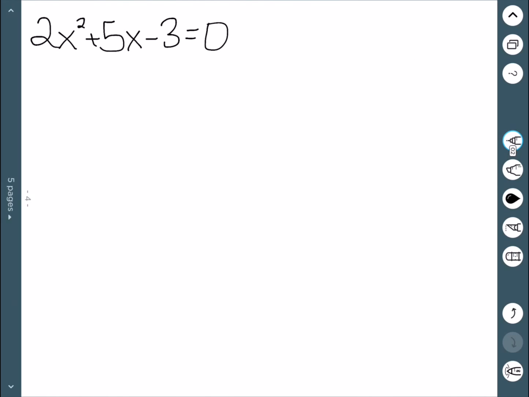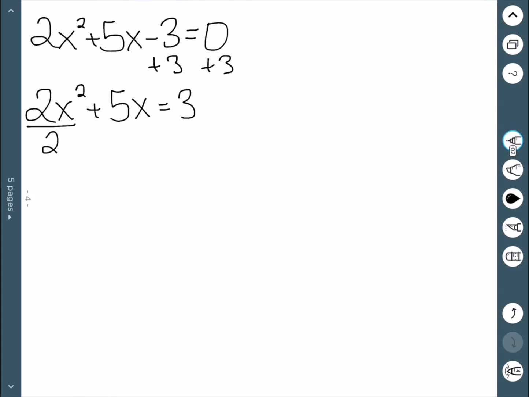Our next one, 2x squared plus 5x minus 3. The first step, let's get the constant on the right-hand side. This gives us 2x squared plus 5x is equal to 3. This time, we have a coefficient in front of x squared, so we need to divide everything by 2. I now have x squared plus 5 over 2x is equal to 3 over 2.